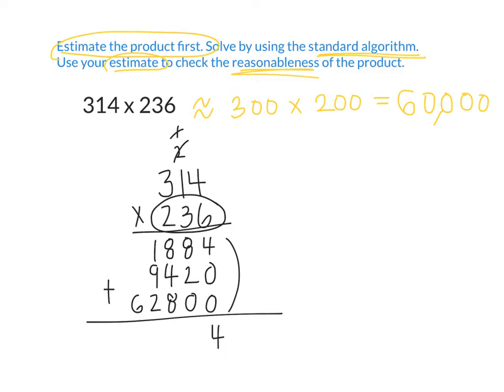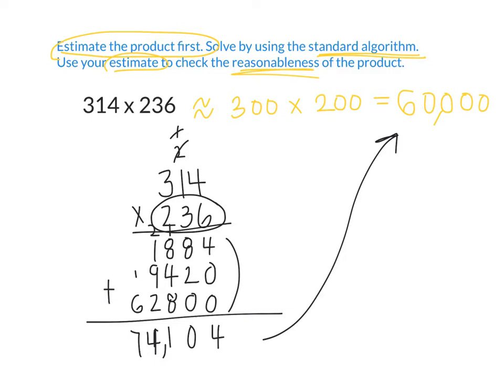If I add up all my partial products, let me write it neater. I get 74,104. Let's go back and look at our estimate. Is it pretty close? Well, you know, it's not that close, to be honest with you, right? 60,000 is pretty far away from 74,000. 74,000 is quite a bit more than 60,000.